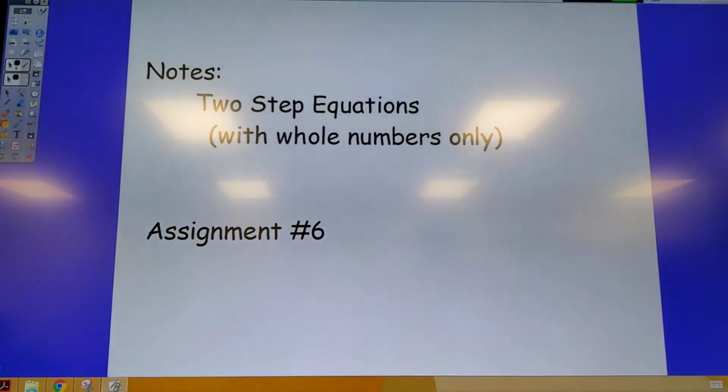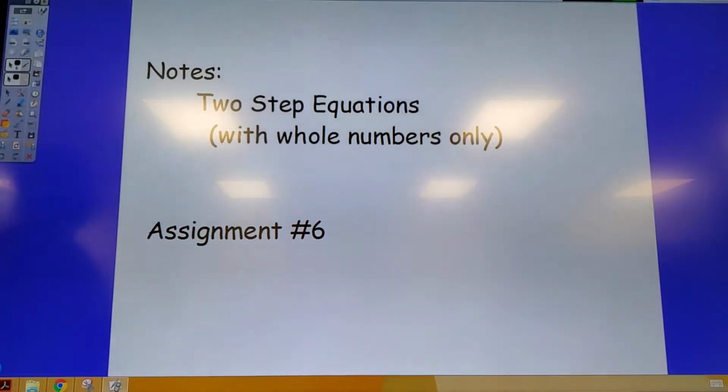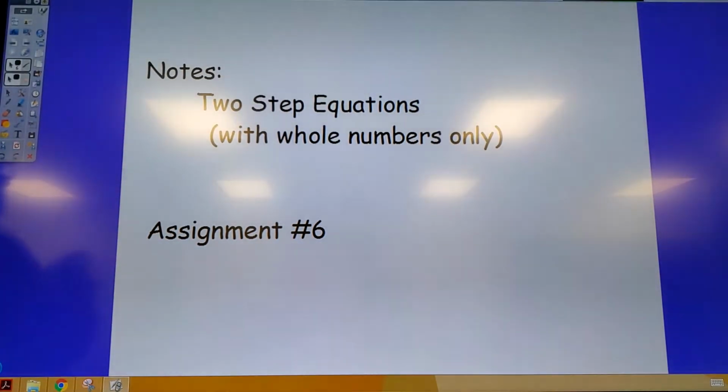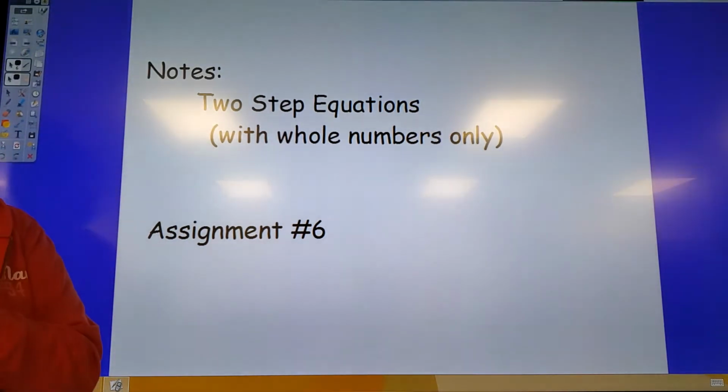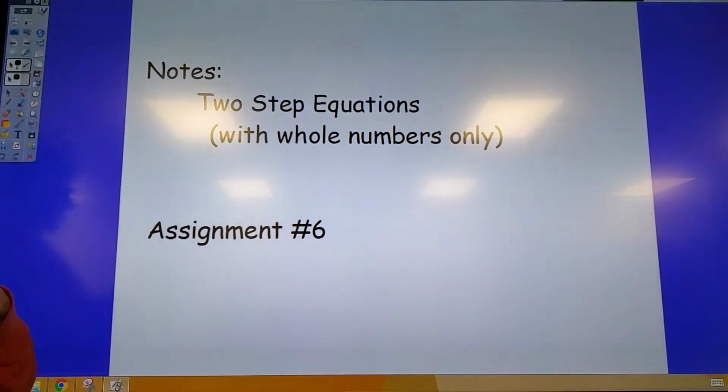Okay, so these notes are about two-step equations, and all the equations will only have whole numbers in them, so that means no decimal numbers, no fractions, and definitely no integers, negative numbers yet, okay? We definitely will have those types of equations coming up this year, but we're taking baby steps towards that.